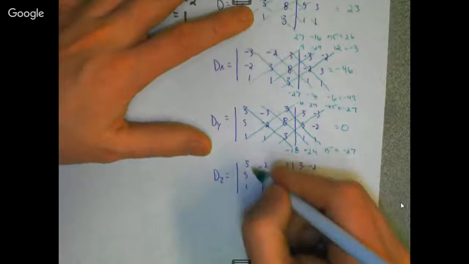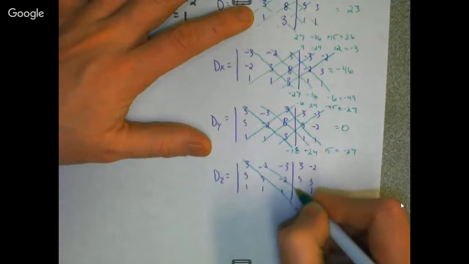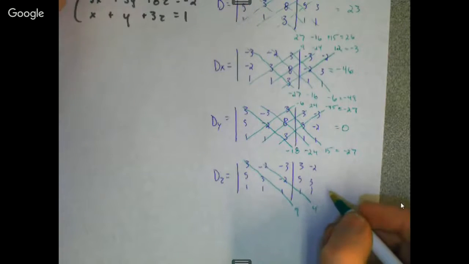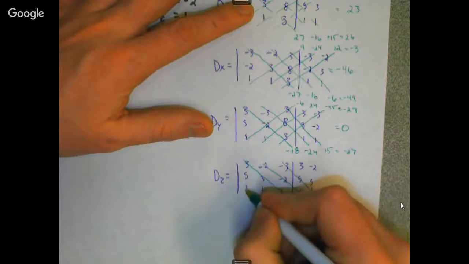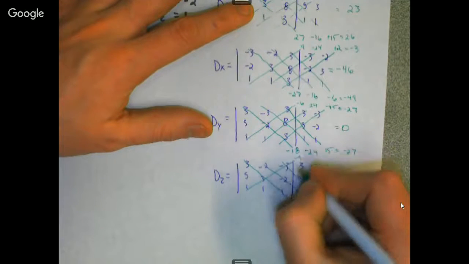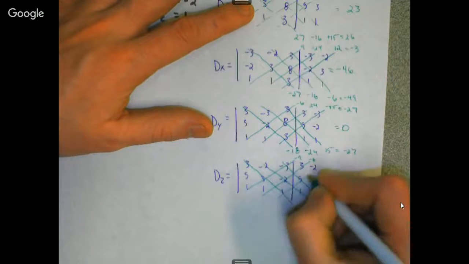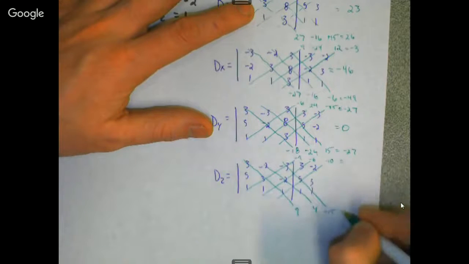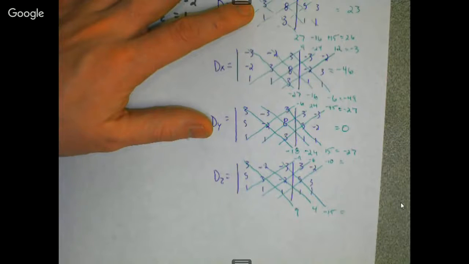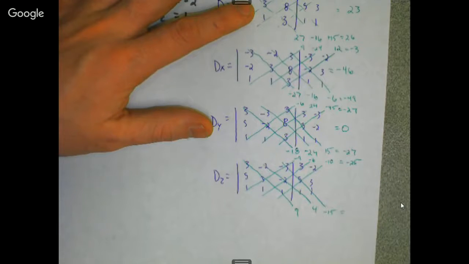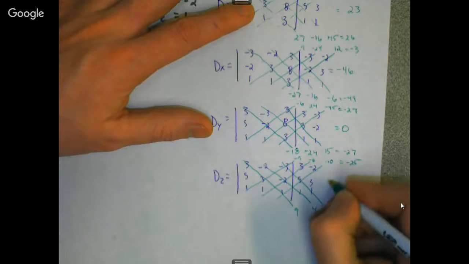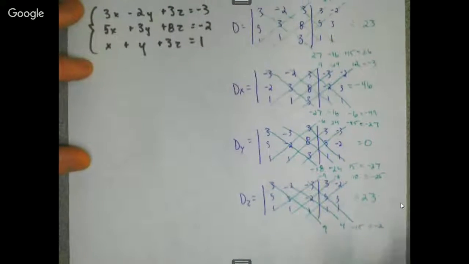And then the last one, which is nice because that bottom row is all ones. So you get negative 9 minus 6 minus 10, negative 25, 9 plus 4 minus 15, negative 2 minus negative 25, you get 23.